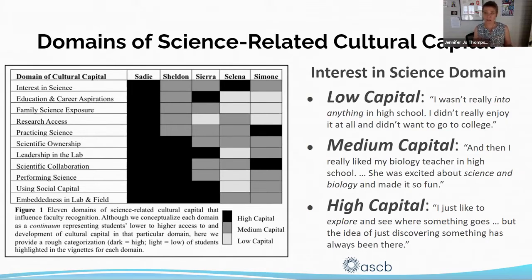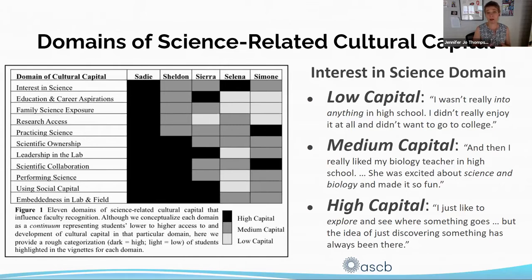So what we tried to do then is look at these domains, identify where our students kind of fell on these continuums across these domains, and tried to use that as an opportunity to then predict or examine the way that their own capital and their own self-recognition aligned, or as Danielle said, misaligned with faculty recognition.